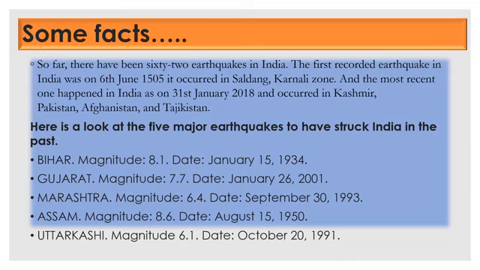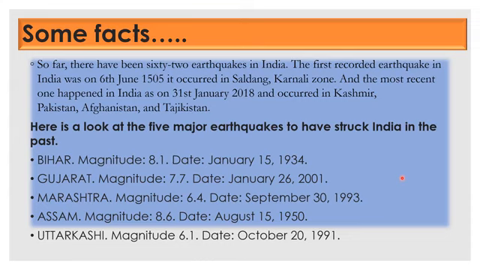Some facts related to the earthquake. So far, there have been 62 earthquakes in India. The first recorded earthquake in India was on 6th June 1505. It occurred in Saldang and Karnali zone, and the most recent one happened in India on 31st January 2018 and occurred in Kashmir, Pakistan, Afghanistan and Tajikistan.